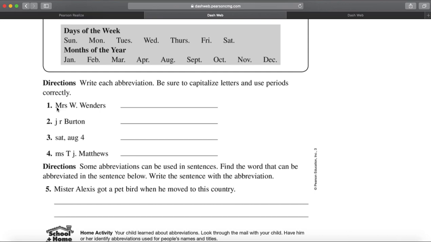We already abbreviated the word Mrs., but we didn't add a period here. So the mistake is I should write Mrs. with a period. And the rest is correct.